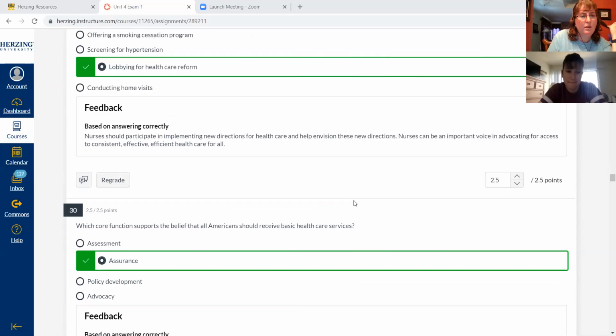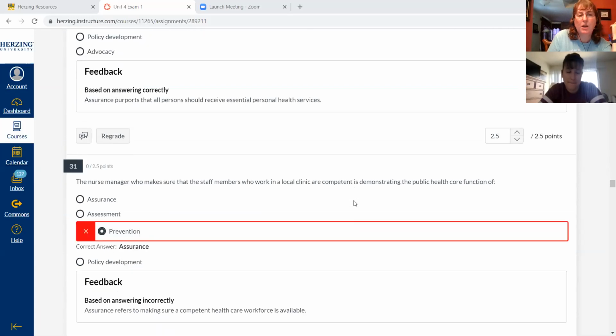All right. What else? Okay, a nurse manager who makes sure that the staff members who work in a local clinic are competent is demonstrating the public health core function of assurance. Assurance is kind of a weird concept, and maybe I didn't explain it well enough in class, but assurance is just telling people that yes, you're getting the best care you can, because the people taking care of you are up on the latest everything. They have this much schooling. You can be sure that you're getting the best care.